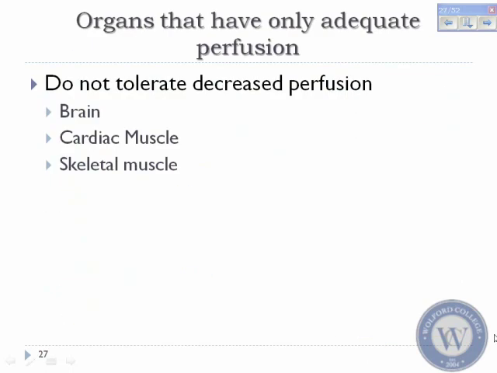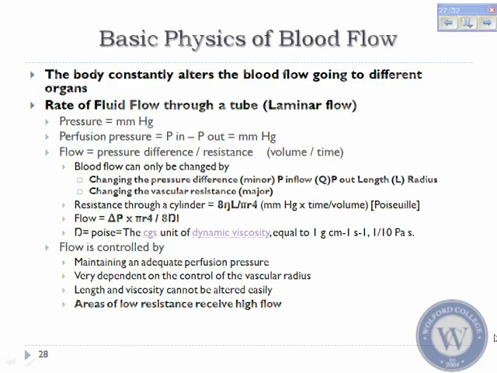Organs that have only adequate perfusion and do not tolerate decreased perfusion are the brain, cardiac muscle, and skeletal muscle. These have very limited time periods that they can survive without oxygen. The most sensitive, of course, is the brain, which is under 5 minutes. So at 5 minutes, your brain basically starts dying. Cardiac muscle can last maybe up to 15 minutes, and skeletal muscle anywhere between an hour to 2 hours, depending on which one you're talking about.